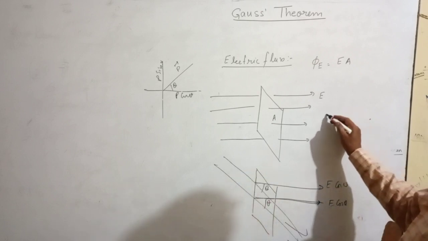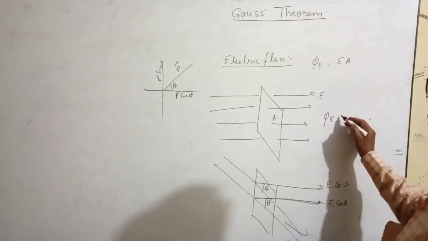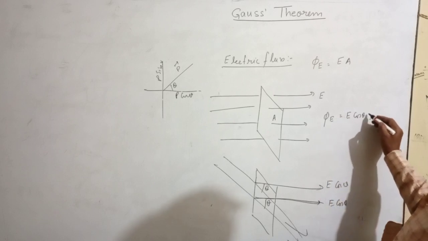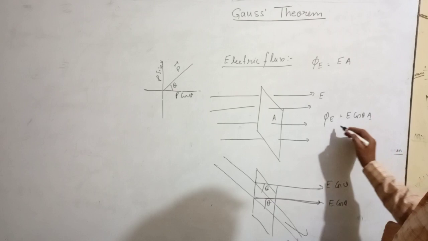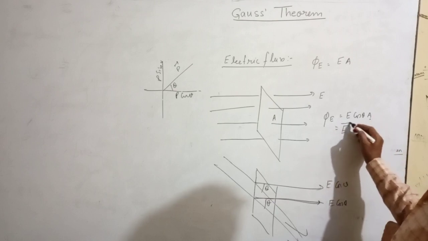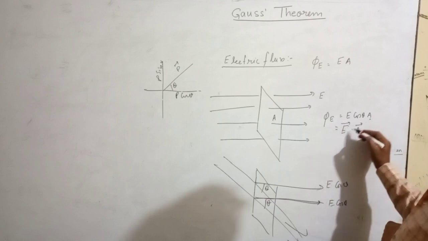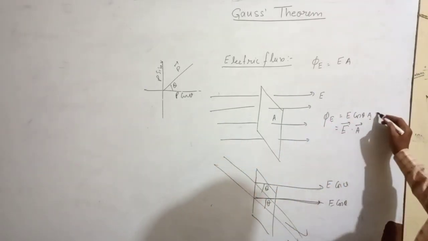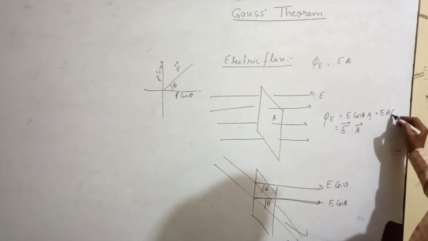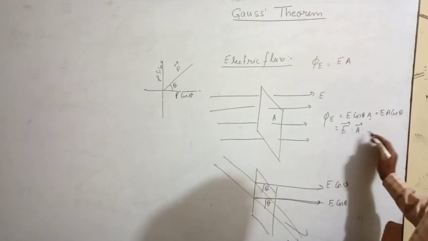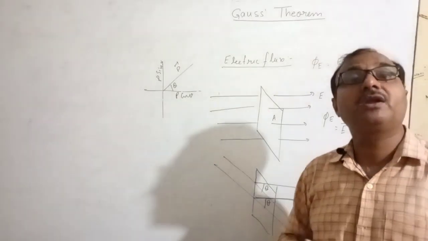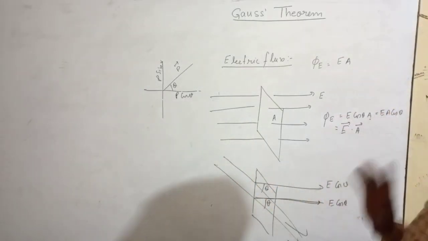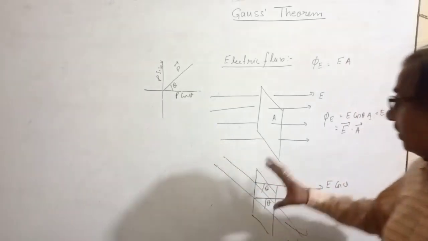Now what is electric flux? Phi equal to E cos theta into A. So this can be written as vector A dot vector E. This is the dot product, E A cos theta. So E dot A is known as electric flux. Phi equal to E dot A. This is the electric flux linked with this plane.